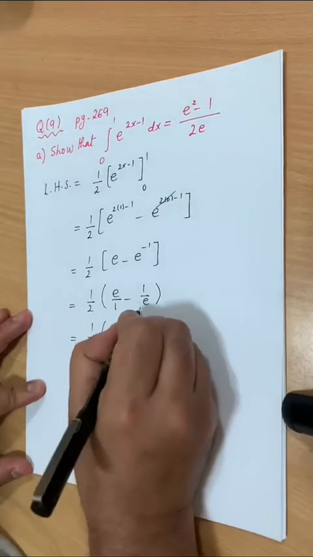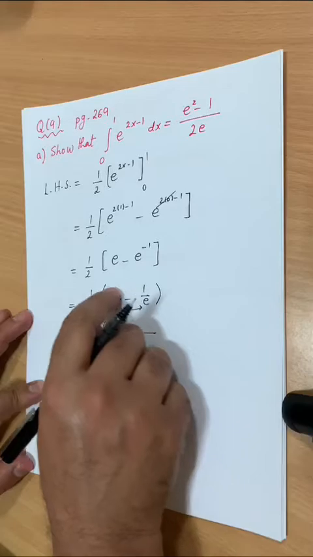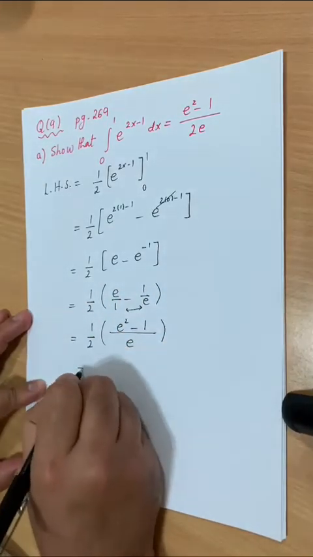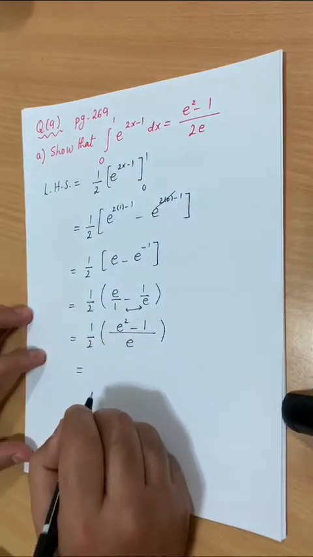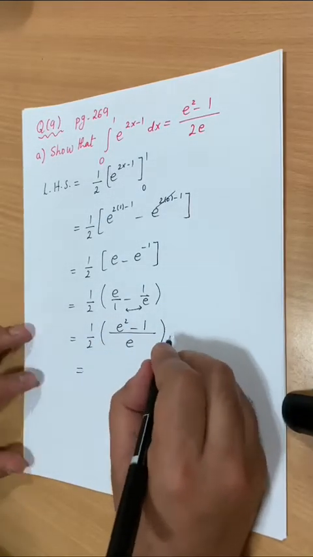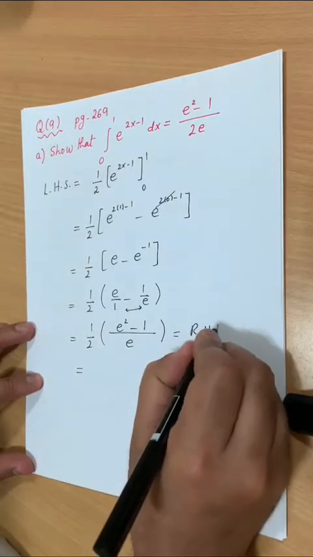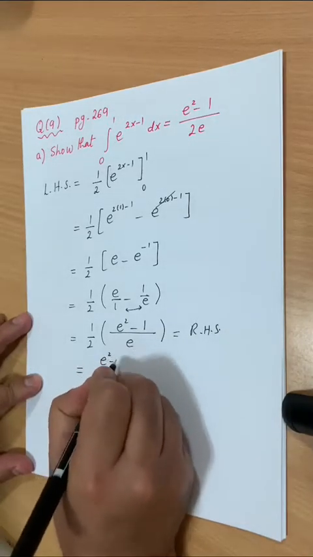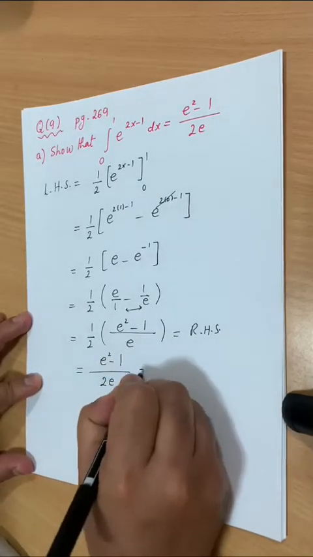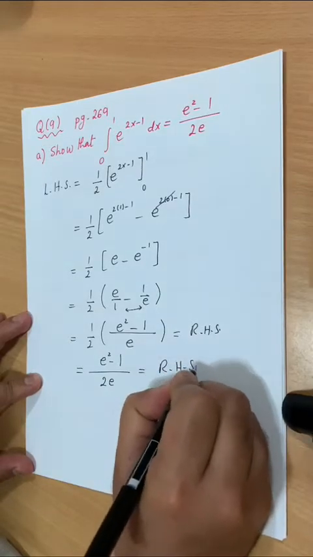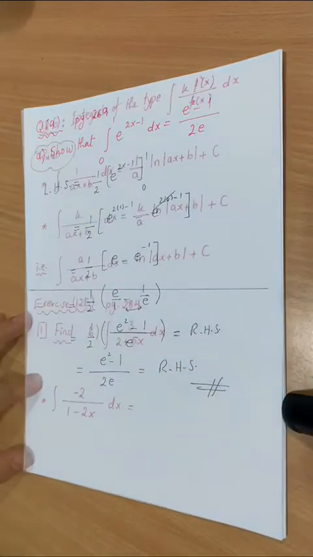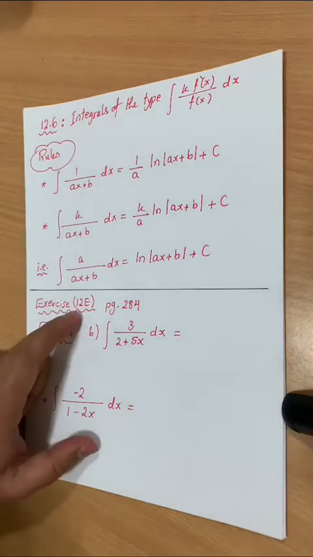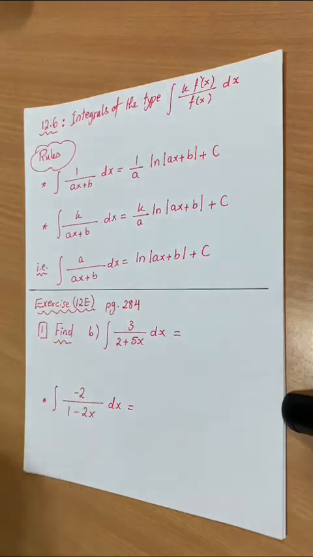Common denominator is e. If you multiply both denominators, e by e is e squared, and 1 times negative 1 is negative 1. Then if you multiply these two fractions, multiply numerator by numerator and denominator by denominator. Then it's e squared minus 1 over 2e, which is equal to the right hand side. Proved.